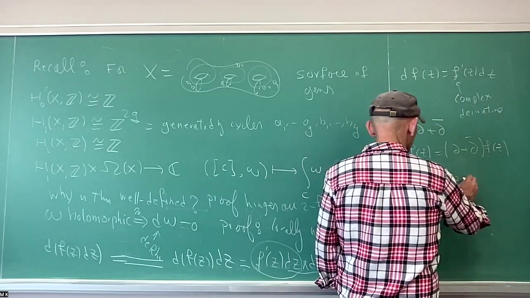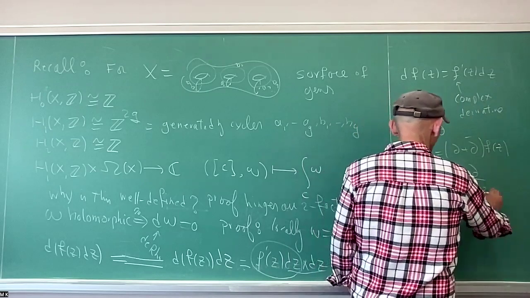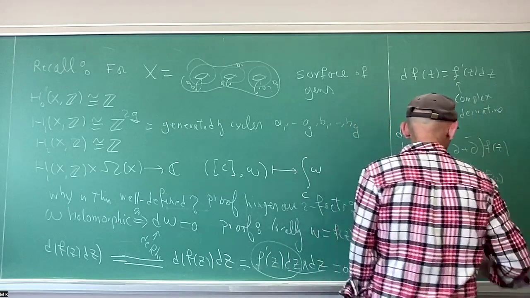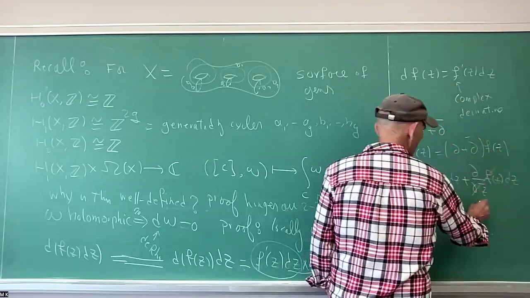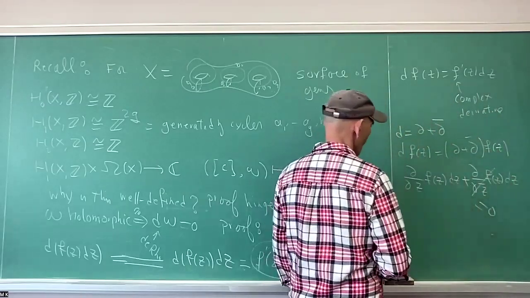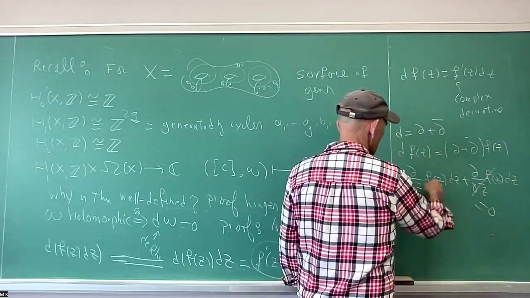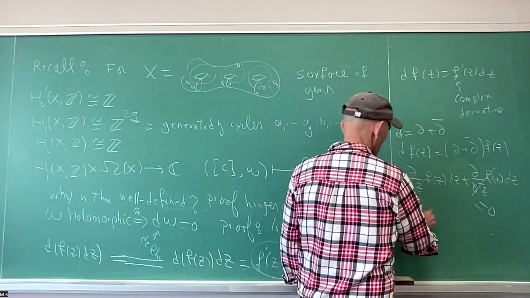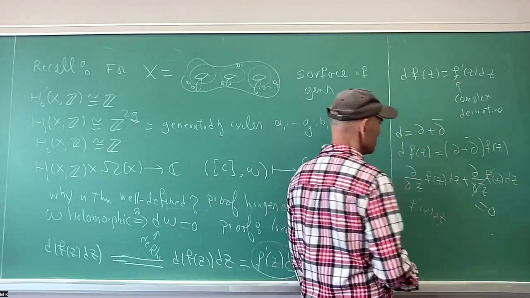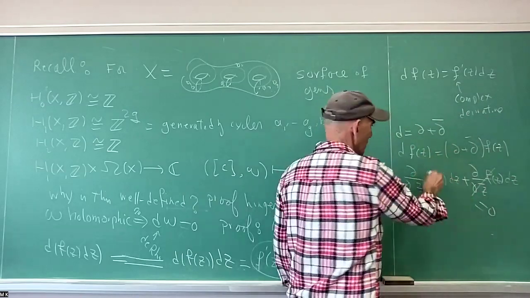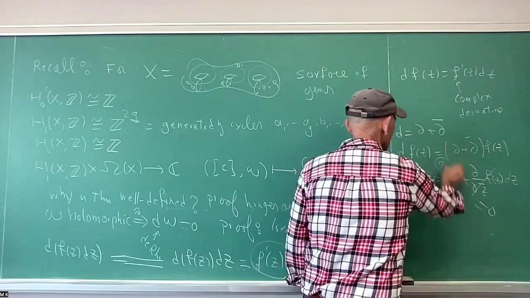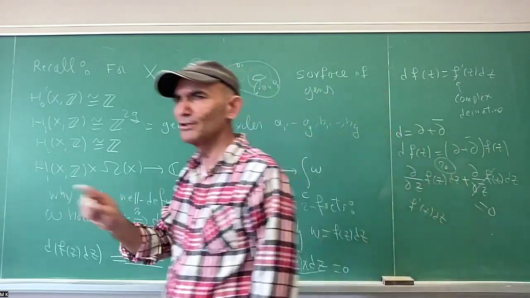Oh my God, this is bad. Plus d dz bar of f of z. I don't like this at all, but okay, this is zero because this guy is holomorphic. This is f prime of z dz. So I'm a bit ambiguous here. You just fill in the details, okay? So my notation is not perfect here, but you will fix it.